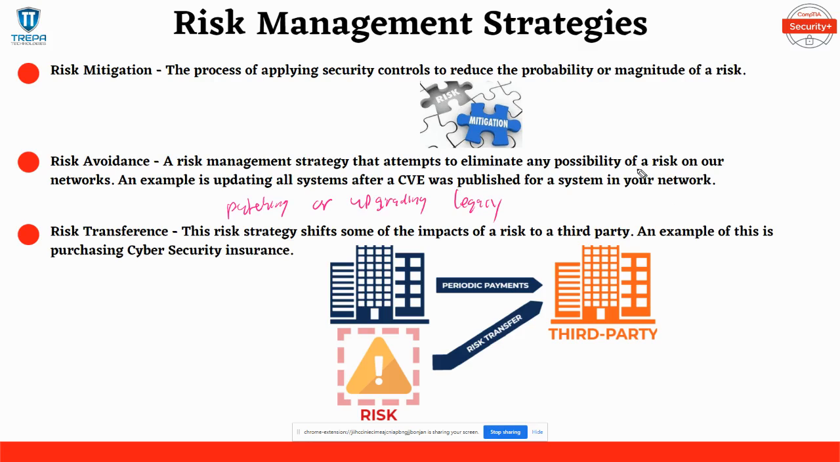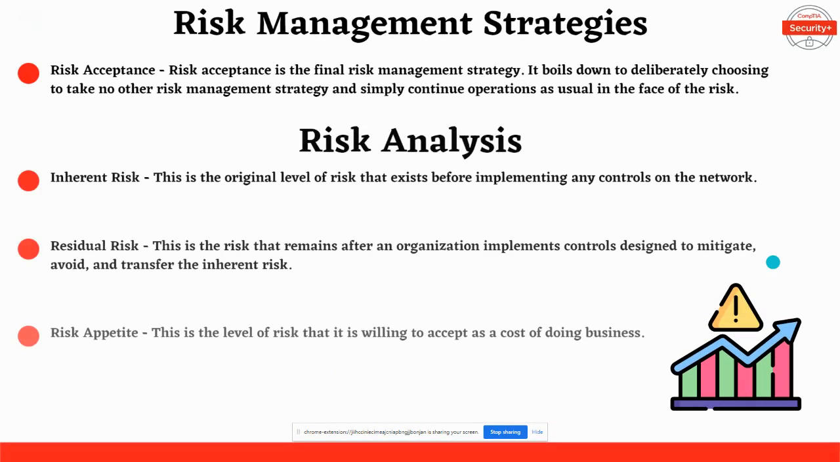Risk transference is a strategy that shifts the impact of a risk to a third party. An example is purchasing cybersecurity insurance for an organization instead of addressing the known risks that you could potentially fix. And then the last risk management strategy we'll talk about is risk acceptance. Risk acceptance is a risk management strategy that deliberately chooses to accept a known risk and to continue operations with that risk. So that's accepting that there's a vulnerability in your network and you're just going to keep driving on.